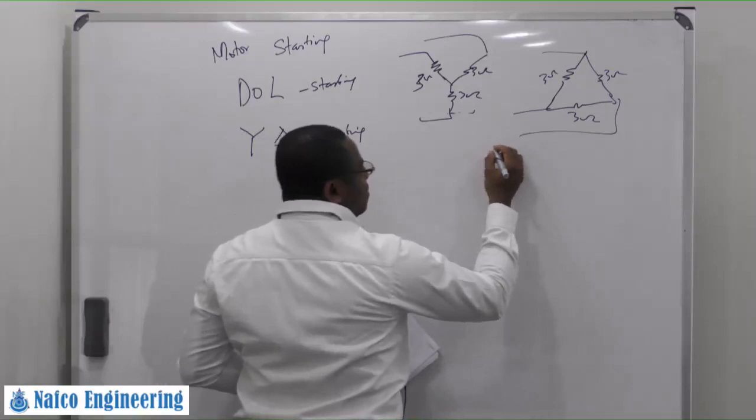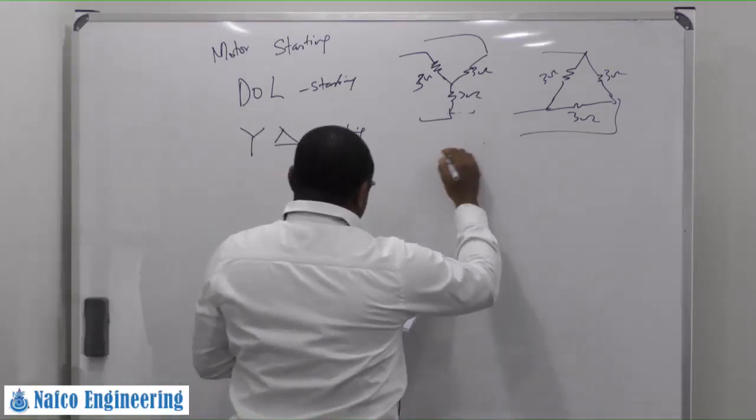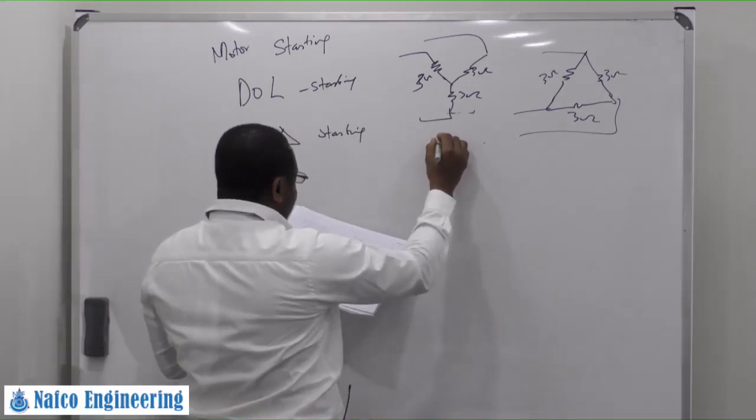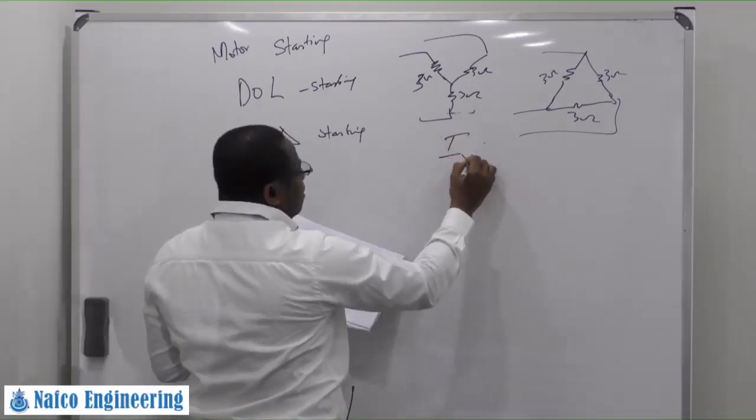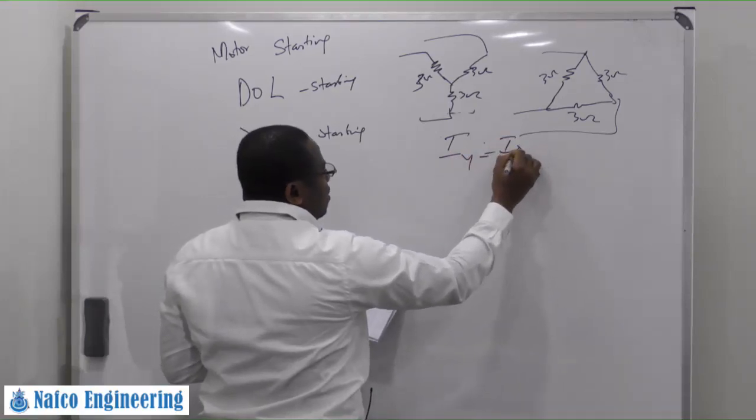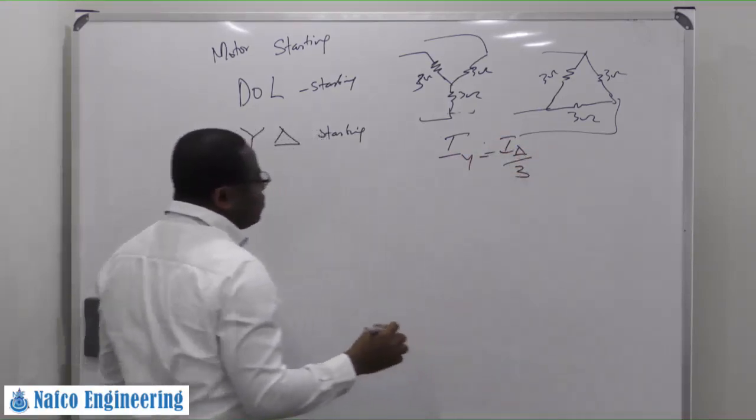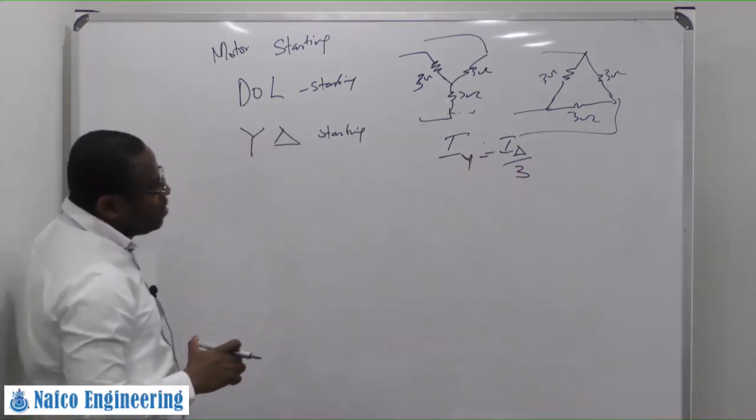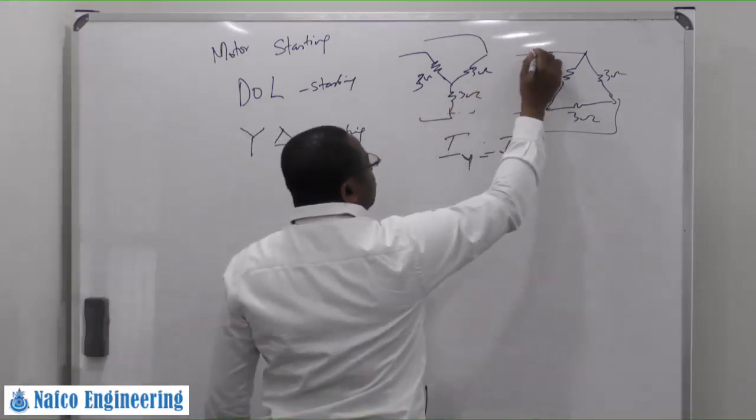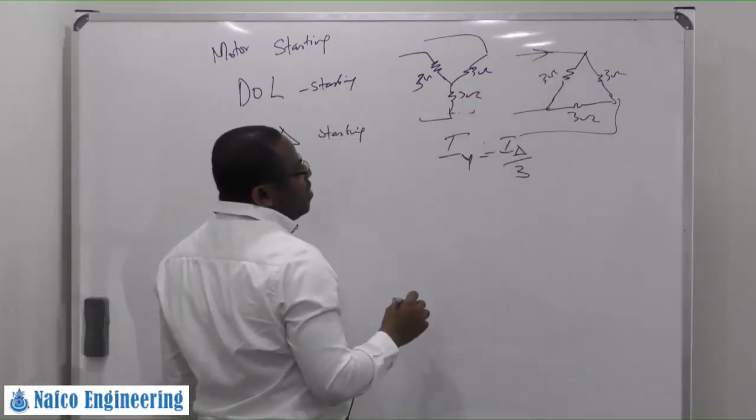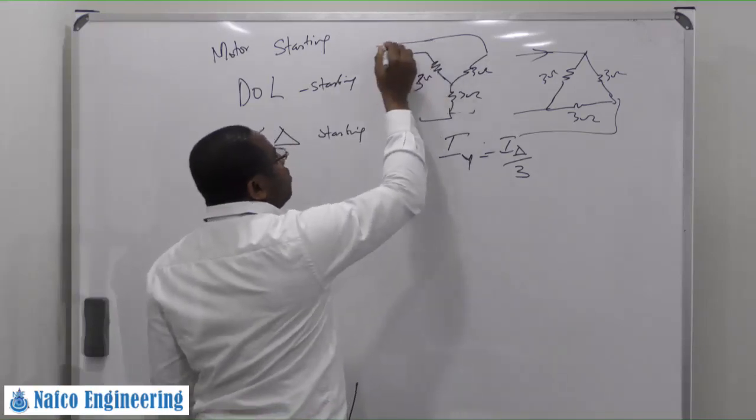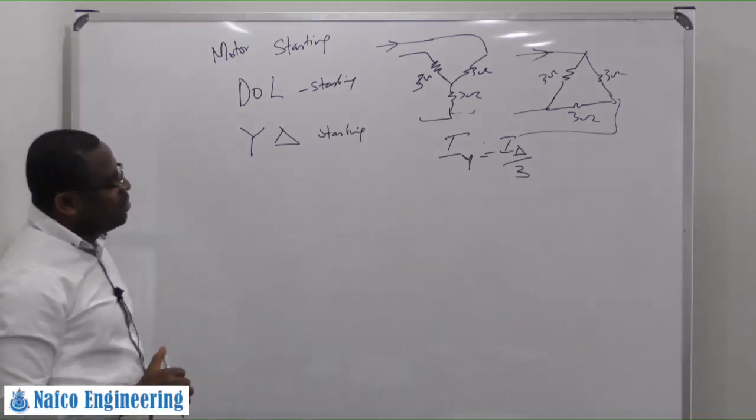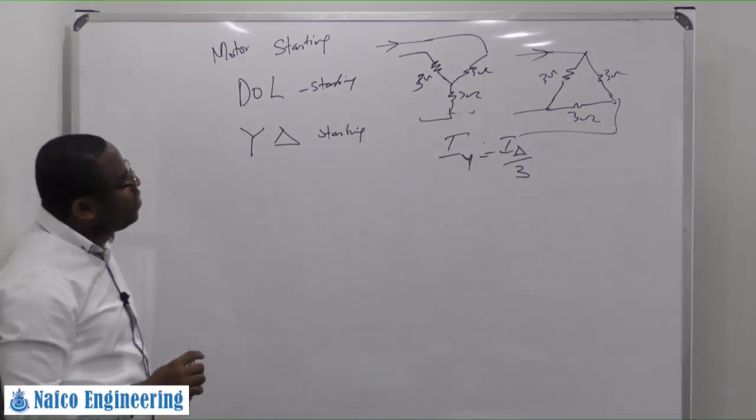Right? So the current in star, let's just write this. First of all, I star will be I delta over 3. So in other words, the current that will flow through here in star will be almost 3 times smaller than what will flow through here if it is delta connected. So that's the first thing we need to know.